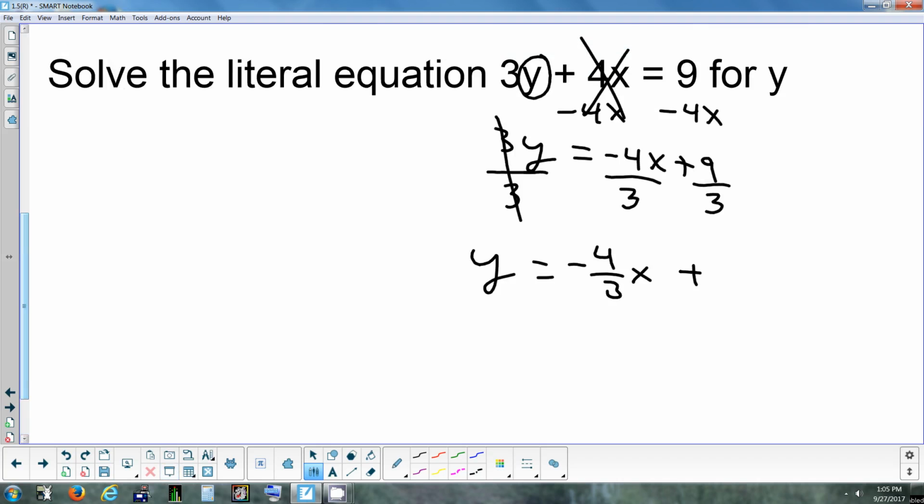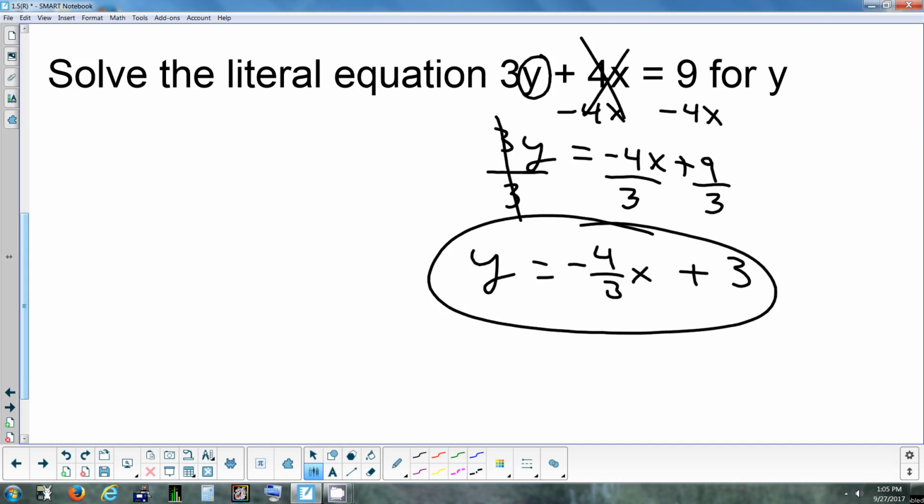And then plus. Is there anything else I can simplify? 9 divided by 3, which is 3. So, did we get a number for our answer? No, you're not going to get a number. All you're going to get is a new formula. Your new formula still has the same 2 letters in it that you started with.